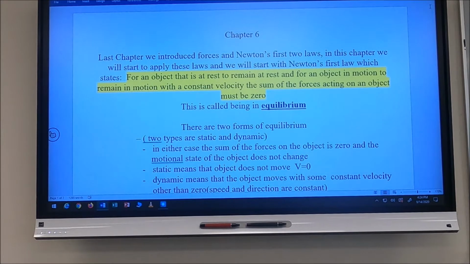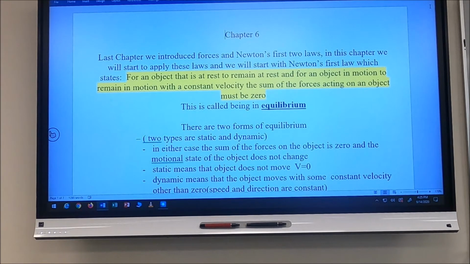Now we move into chapter 6, where we're going to start putting things together. We're going to start taking Newton's laws and looking at calculating accelerations. So remember, Newton's first law says for an object that is at rest to remain at rest, and for an object in motion to remain in motion with a constant velocity, the sum of the forces acting on the object must be 0. This is referred to as in equilibrium.